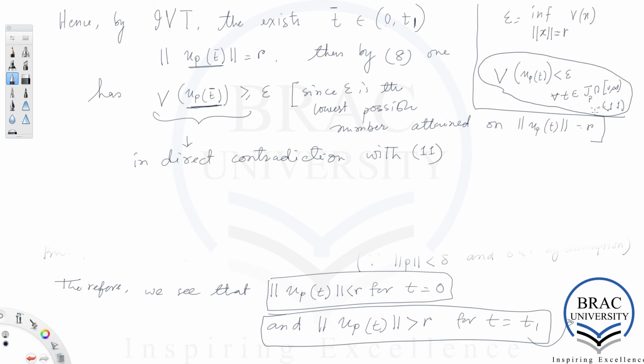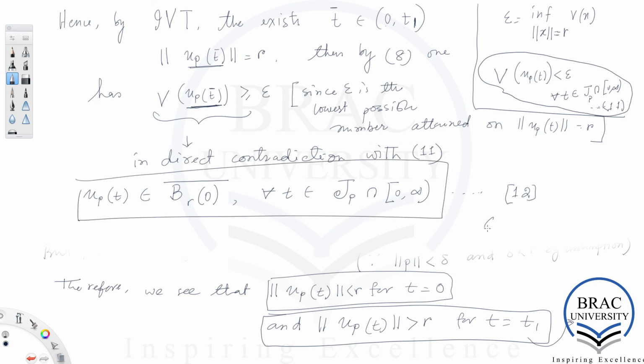So, which means that 12 must hold. 12 means UP of t is in the closure of this ball of radius r centered at 0 for all t in JP intersected with 0, infinity. This must hold. QED. Okay, so we are done proving part C.